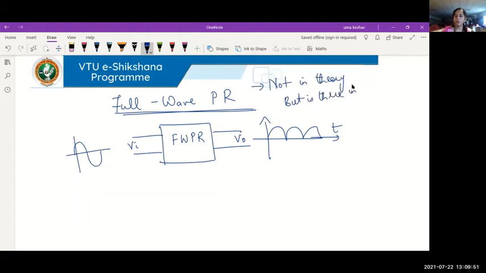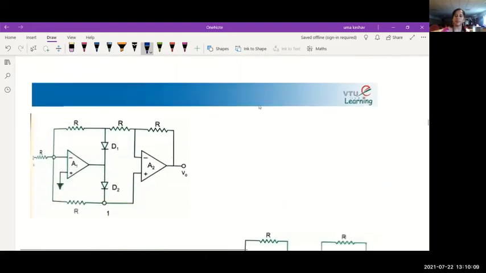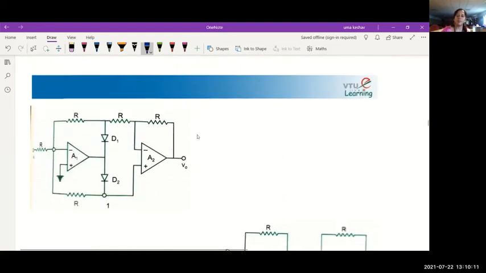Yes or no? You would have done the simulation of precision rectifier in the lab. It is there for simulation in the lab, not for discrete connections, but for simulation. So we have to understand the working of a full wave precision rectifier before we move on. So let me show you the circuit of a simple full wave precision rectifier here. This will be helpful in understanding the behavior.